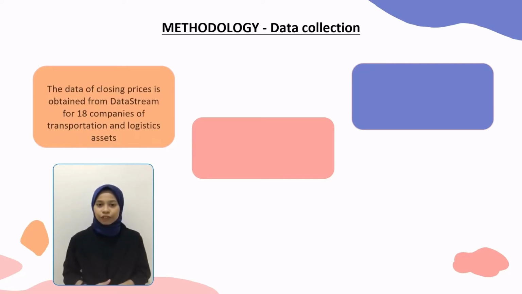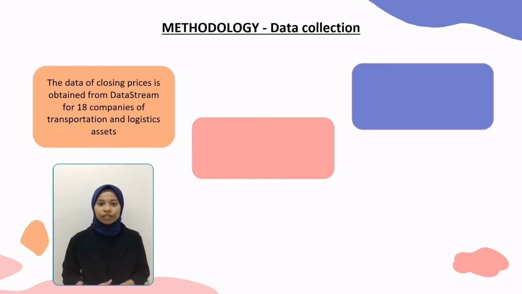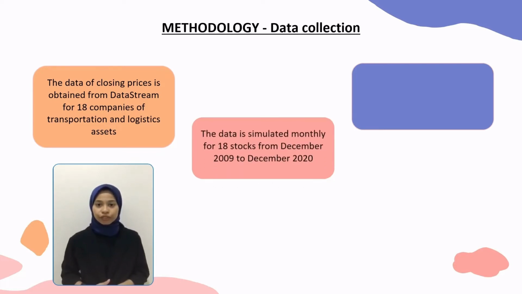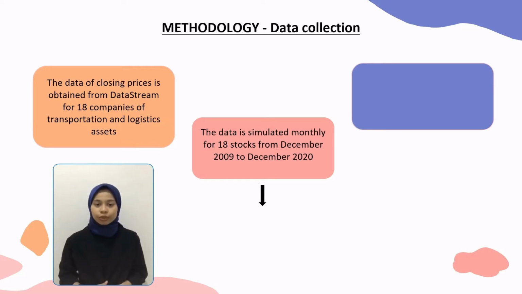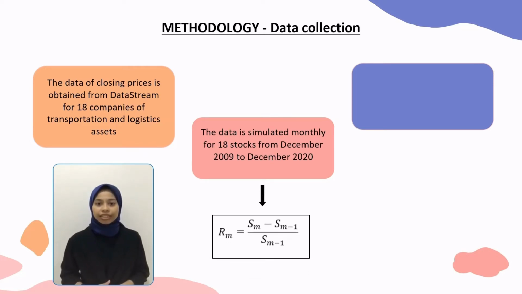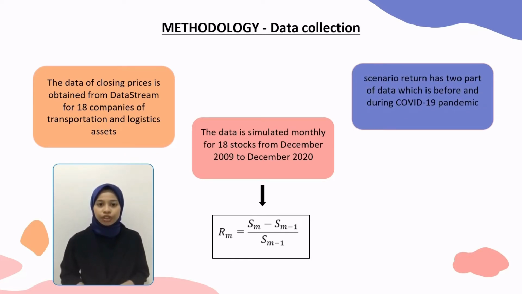The data of closing prices is obtained from Datastream for 18 companies of transportation and logistics assets. The obtained data is simulated monthly for 18 stocks from December 2009 to December 2020. We simulated the data by using this equation. The scenario has two parts of data, which is before and during COVID-19. Therefore, 130 scenarios are considered.